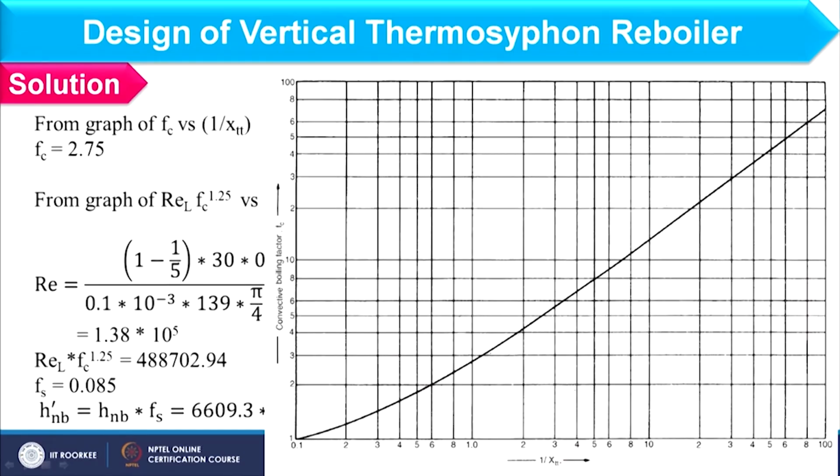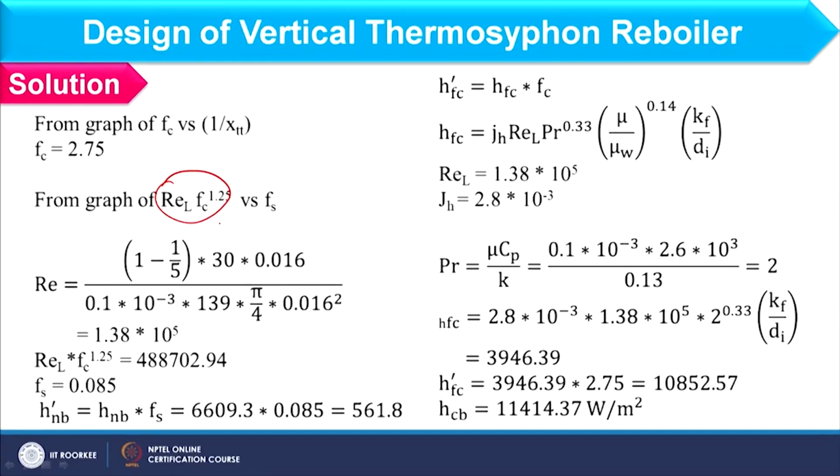Now, once you have the value of 1 by Xtt as 0.94, somewhere it will lie here. So, you can find out the value of Fc from here, which will come out as 2.75. However, for HNB the factor is Fs, not Fc. So, Fs we will find out further from this expression, in which we have to find out the Reynolds number for the liquid, and then Fc we have already computed. So, we can find out the Fs value.